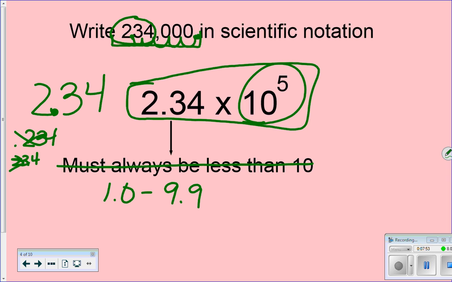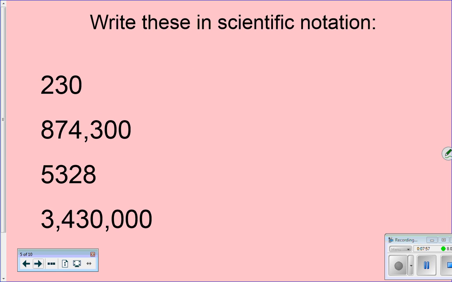Okay, so let's do another example. It's pretty much all easy. We're either going to go from the big number to scientific notation, or they're going to give us scientific notation and we have to write it as a big number. That's all. Okay, so let's try this number.